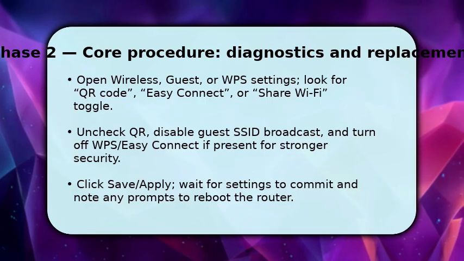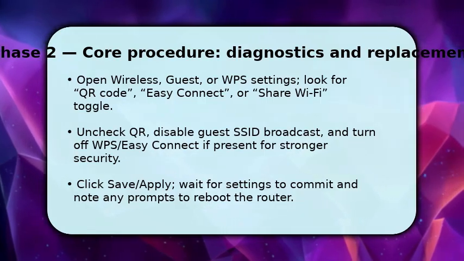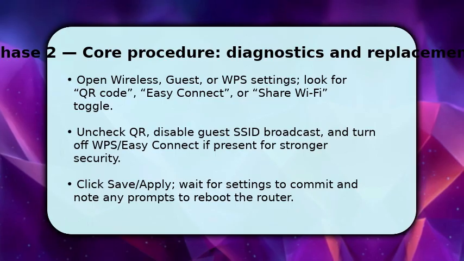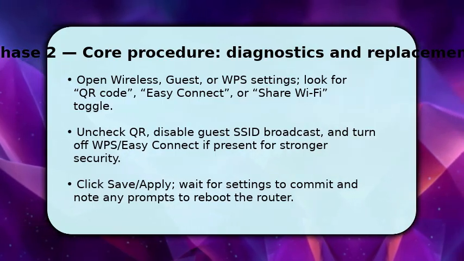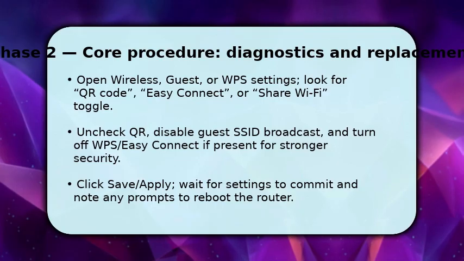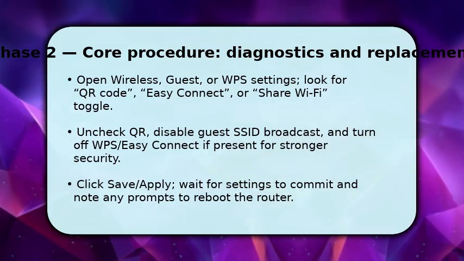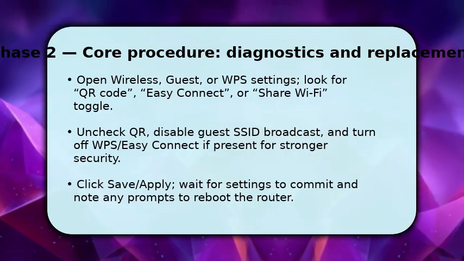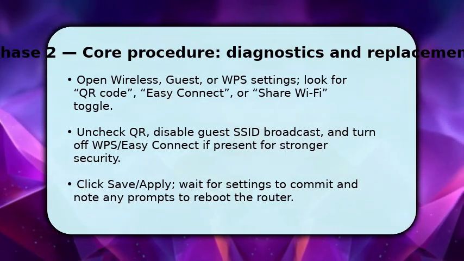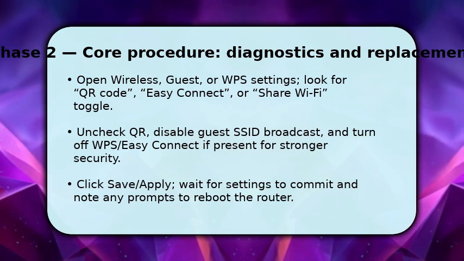Disable the QR toggle, and while you're here, turn off guest SSID broadcast and WPS or Easy Connect if enabled. These are common backdoors. After making changes, click Save or Apply and allow the router to commit settings. If prompted, reboot. This reduces automatic sharing and closes typical QR-related access paths.